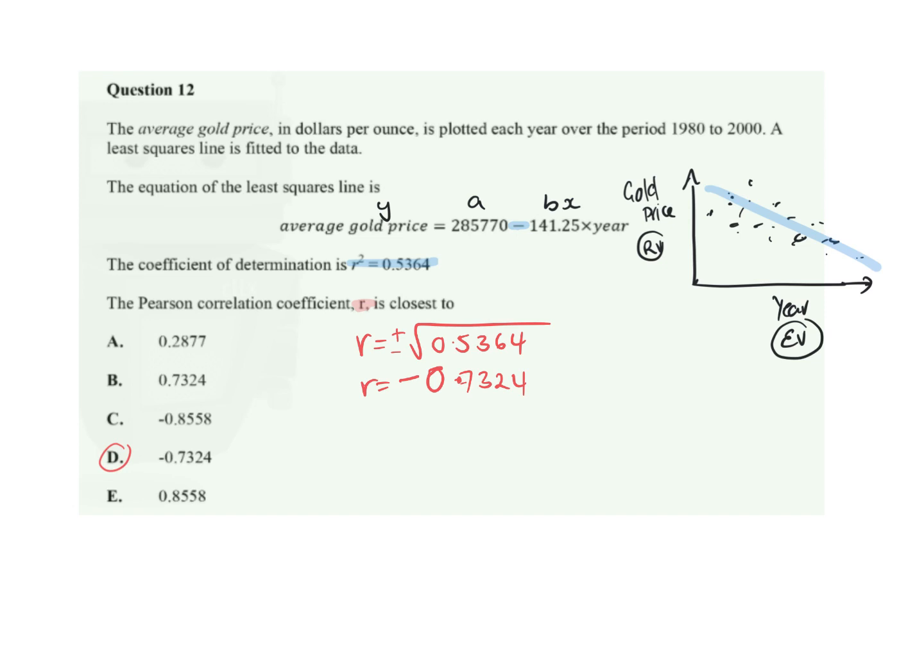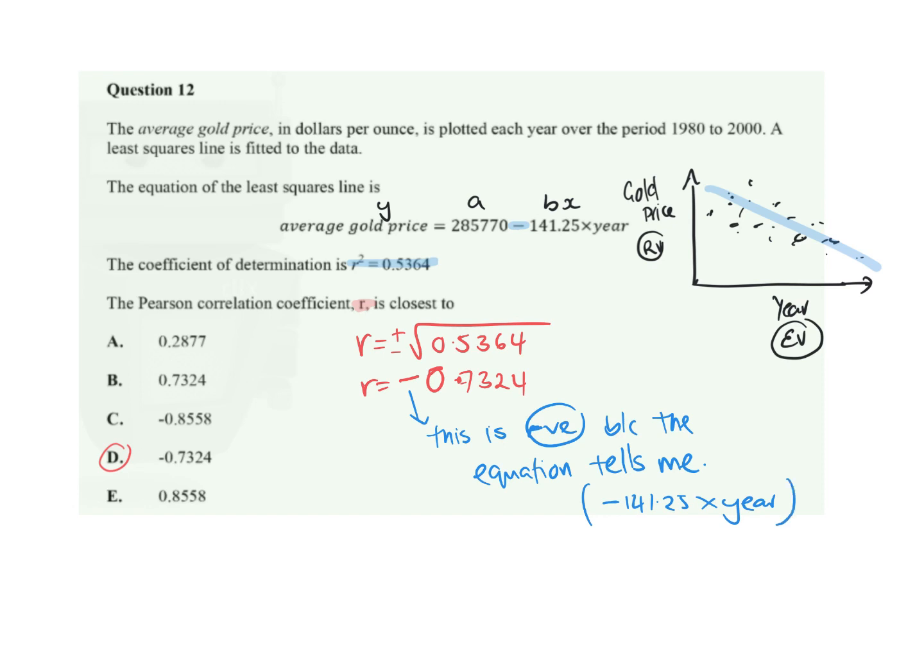So just maybe write a note here. This is negative. I'm just going to use my abbreviation for negative because the equation tells me. And you can put in there that the negative 141.25 times year is what's telling me that it's a negative.